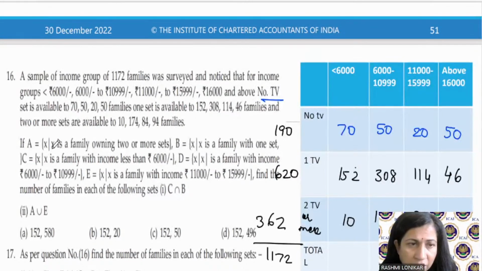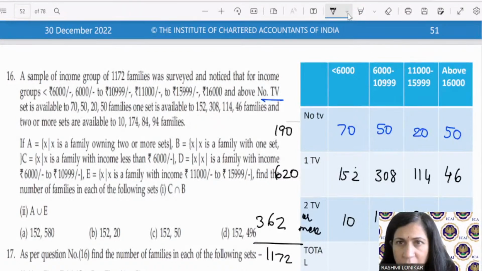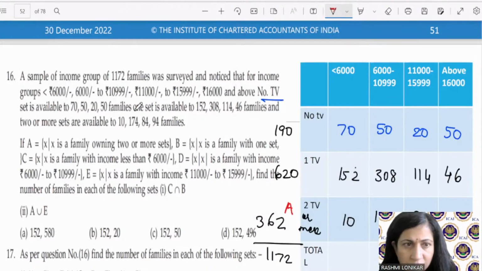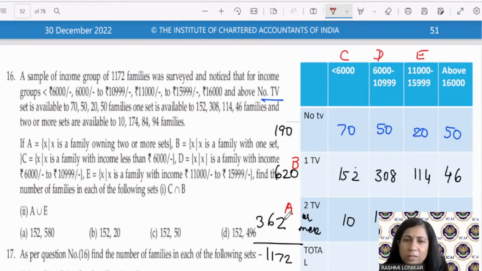Now, A is the set of families owning 2 or more TV sets. B is the set with 1 TV set. C is a family with income less than 6,000. D is a family with income 6,000 to 10,999. E is a family with income 11,000 to 15,999. So once you have made this matrix, it becomes very easy.